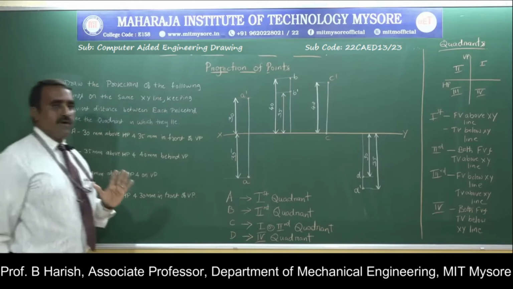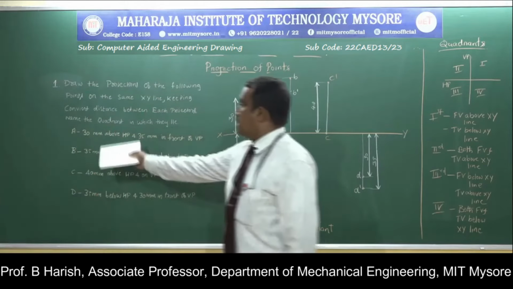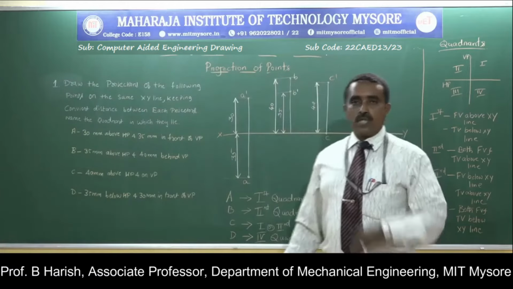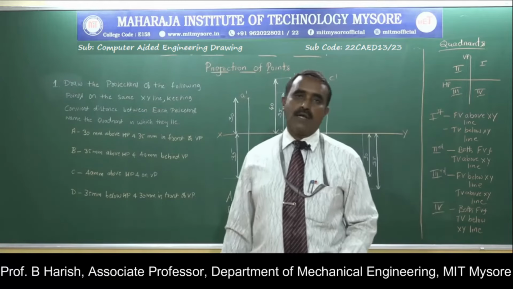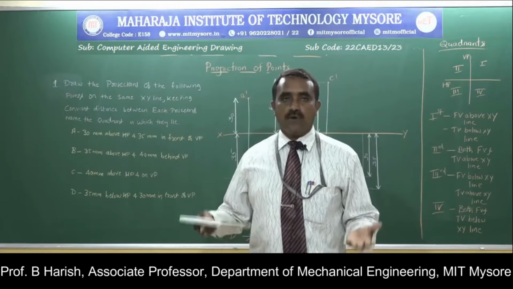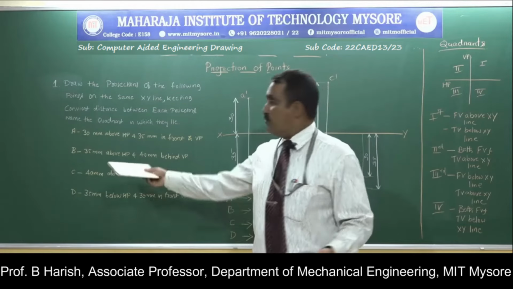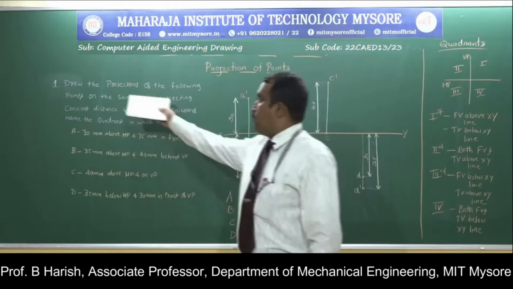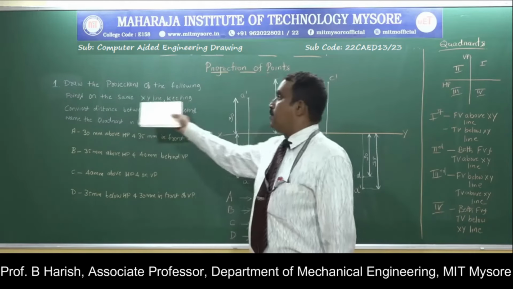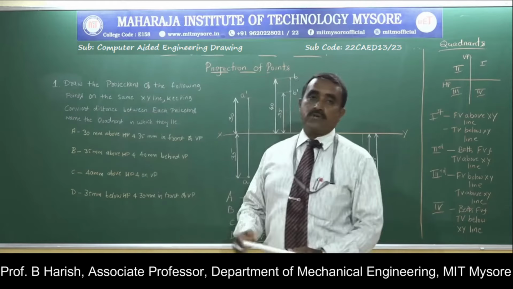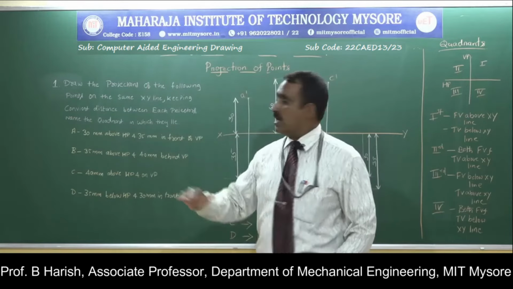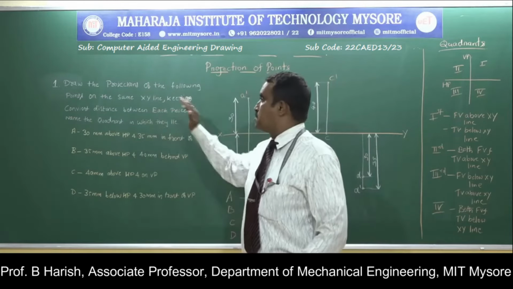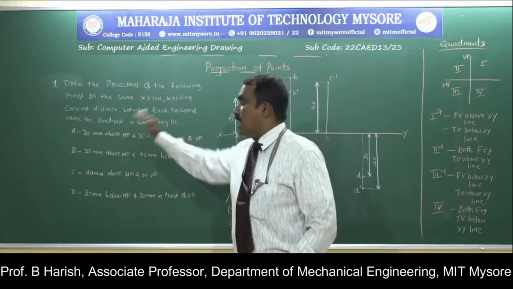So 4 points are given: A, B, C and D. The positions of all the points are given. So I have to draw projections for those points satisfying the conditions given. What it says is to draw the projections of the points on the same XY line. So the XY line will be a common XY line, keeping convenient distance between each projector, and name the quadrant.